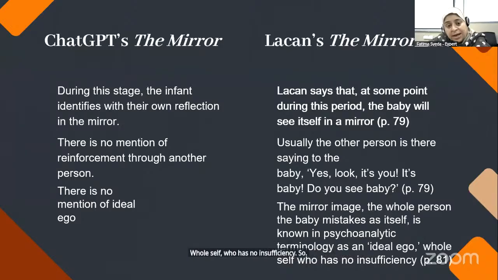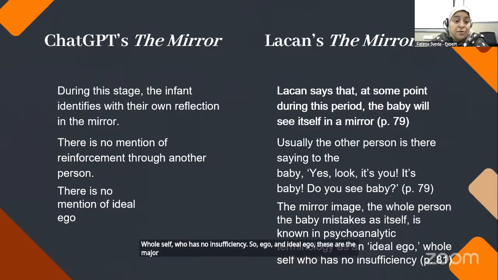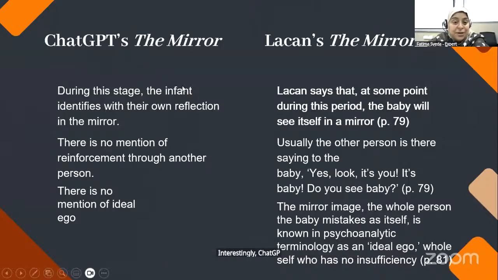So ego, id, and ideal ego, these are the major aspects that Lacan focuses upon. Interestingly, ChatGPT, while talking about the mirror stage, does not even mention the ideal ego, which is an important concept.